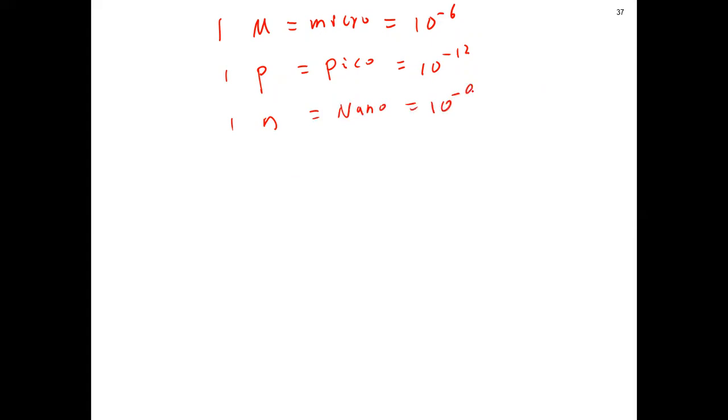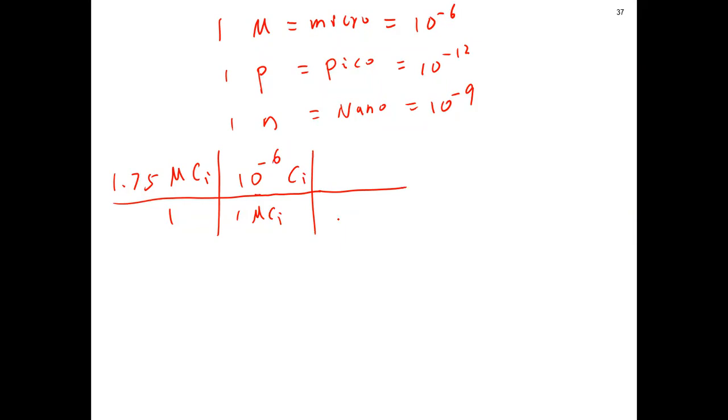All right, so therefore, if we start with this given 1.75 micro Ci, to use our way, and then we see 1 micro Ci with 10 to the negative 6 Ci, that we use the definition of Ci. So when Ci is 3.7 times 10 to the positive 10 dps, we find out this is 64750 dps.